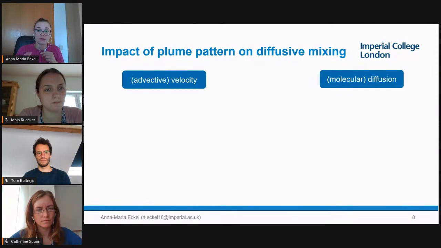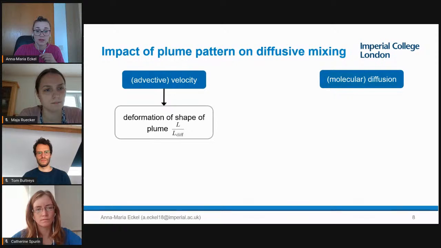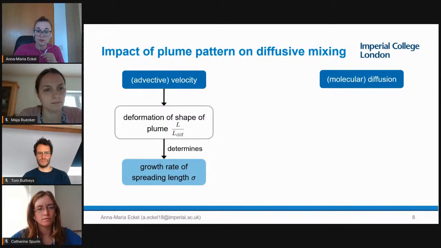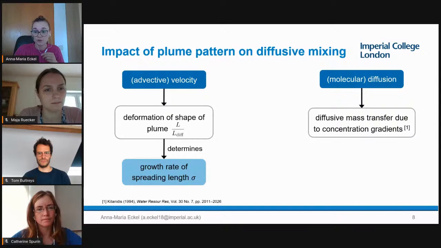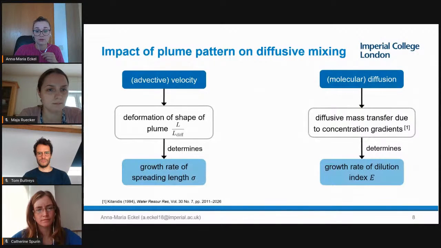To understand why we see these similarities in the vertical spreading and the dilution, we need to distinguish between effects provoked by advection or by diffusion. The former induces the stretching of the plumes, and it further determines the solute spreading. Molecular diffusion, on the other hand, dictates the diffusive mass transfer, and it primarily controls the dilution of the solute and therefore the dilution index.